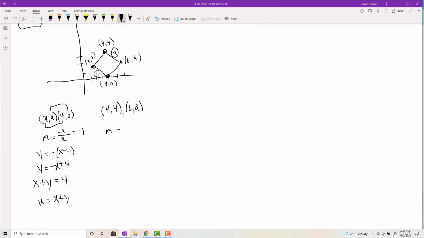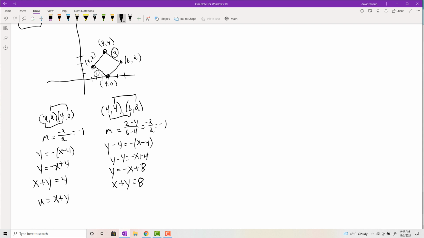All right, so the slope will be 2 minus 4 all over 6 minus 4. So I got negative 2 all over 2, which again, same slope, right? So I'll have y minus 4 equals negative x minus 4. y minus 4 equals negative x plus 4. So y will equal negative x plus 8. So x plus y equals 8. Okay, so in other words, we're going to have u going from 4 to 8.